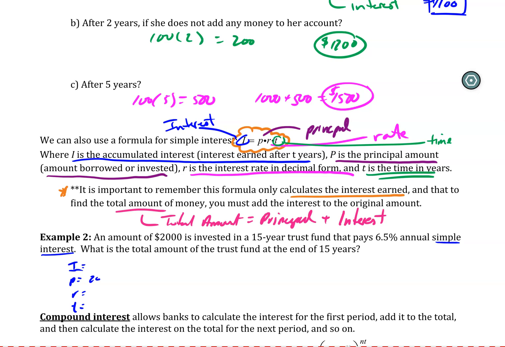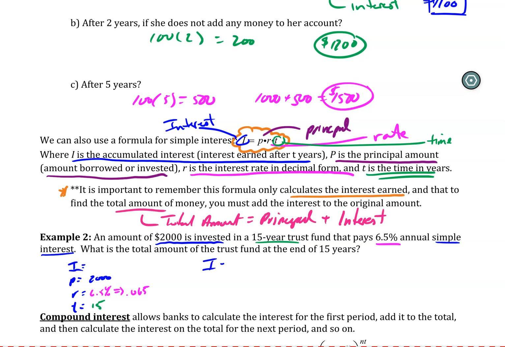P is 2,000. Here's how much I invested in a 15-year trust fund. So T is 15, and the rate was 6.5%, which we had to convert to a decimal: get rid of the percent sign, scoot 2 places to the left, so it's going to be 0.065. We're looking for that interest, so let's calculate it.